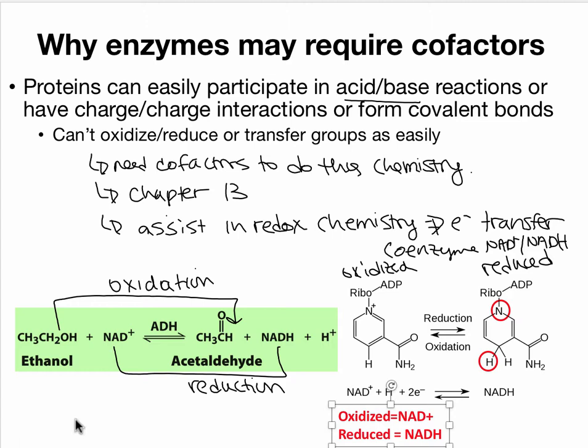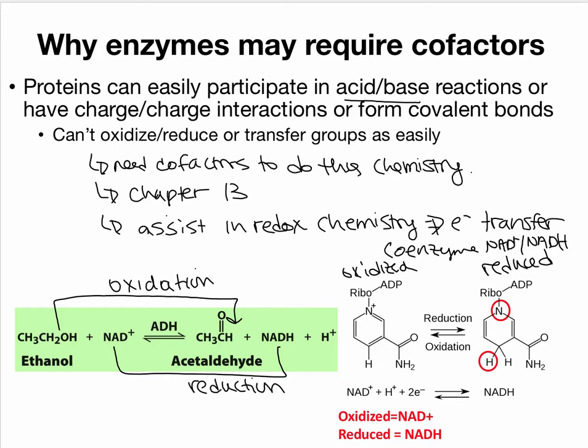All right, so we can use these cofactors in these oxidation reduction reactions. And right now, you're not going to have to identify what's being oxidized and reduced. That'll be more for chapter 13. But I just want you to see and visualize this example, alcohol dehydrogenase: the oxidation of ethanol to acetaldehyde is in concert with the reduction of NAD+ to NADH. Remember, you always have to have reduction and oxidation occurring at the same time.